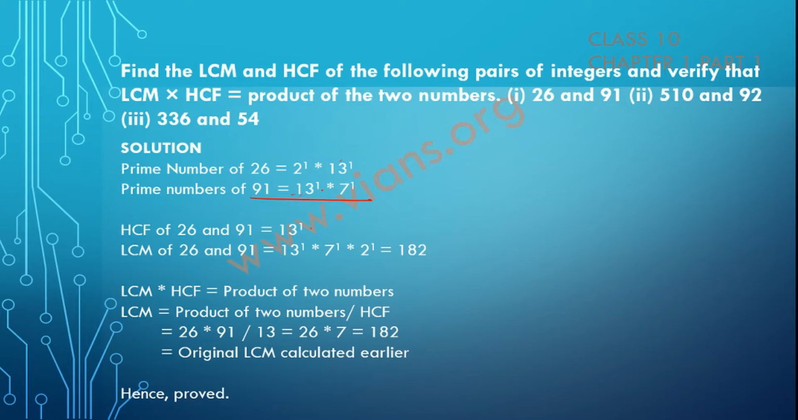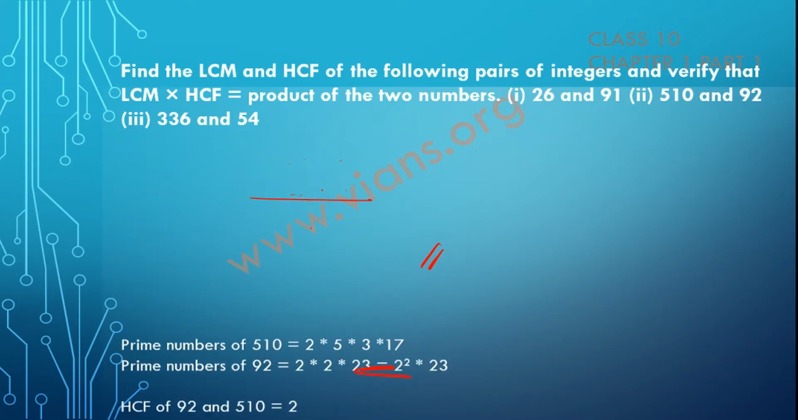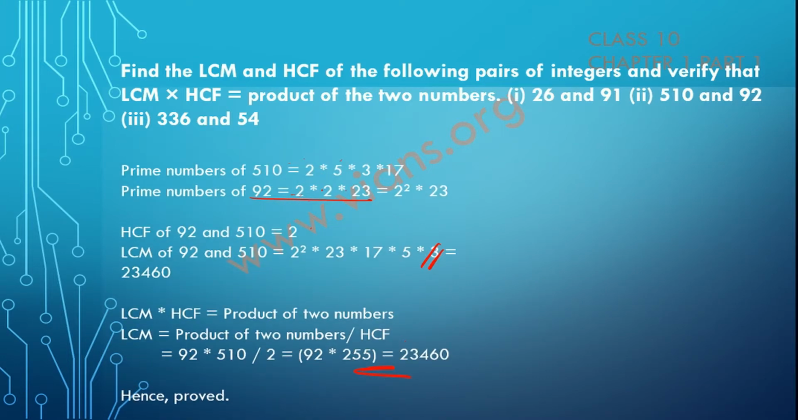LCM is going to be the highest power of all the factors between these two numbers. So that's going to include 2 into 13 into 7. 7 raised to 1, 2 raised to 1, 13 also raised to 1, since we don't have a higher power. So that's going to be 182. Now we could always try proving this. That is 26 into 91 divided by 13. That's nothing but 13 2s are 26, or 13 7s are 91, and if it's 13 7s are 91, then that's going to be 182 again. So the original LCM that was calculated earlier.